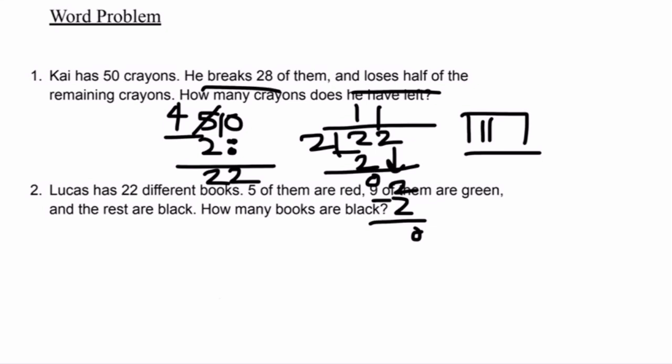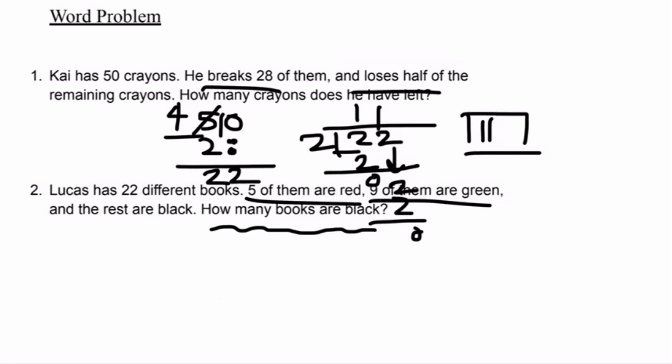Number 2, Lucas has 22 different books. 5 of them are red, 9 of them are green, and the rest are black. How many books are black? This is also another 2-step problem. We know that 5 of his books are red, and 9 of his books are green, and we want to know the remaining number, which are black.